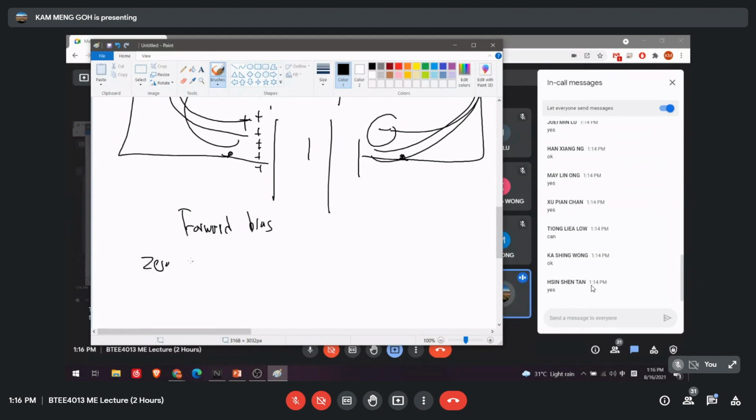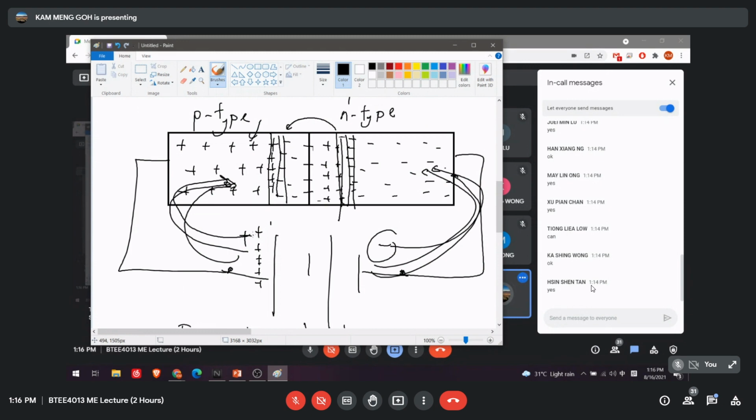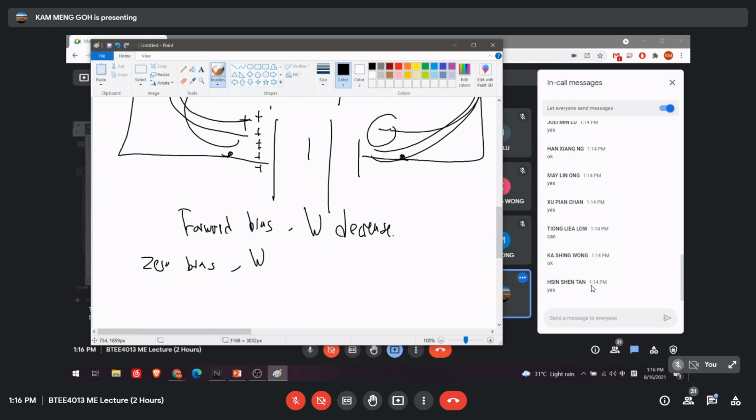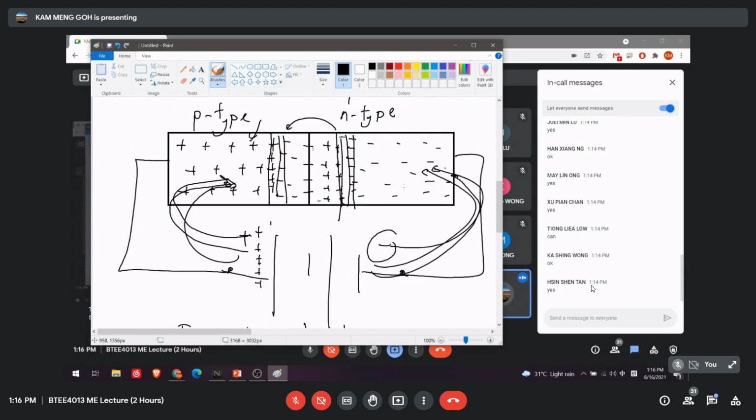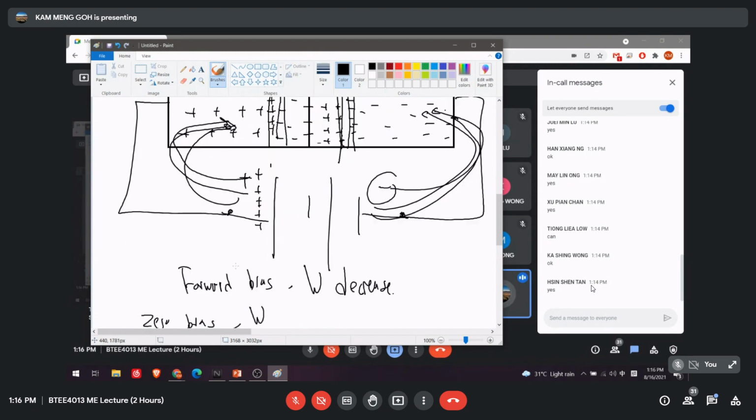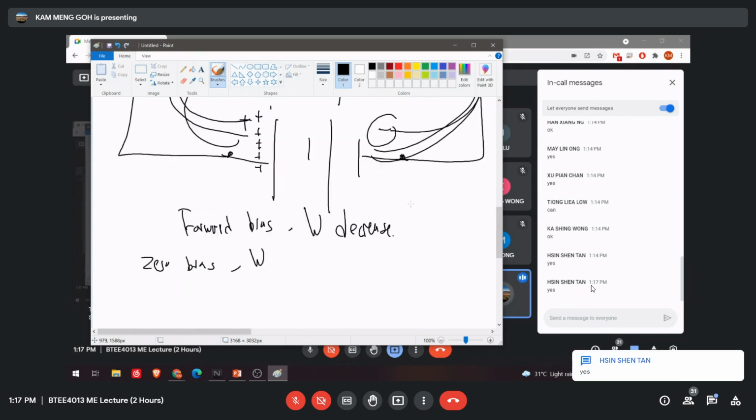So in the zero bias, W, nothing changed. But in the forward bias, the W will decrease. Okay, because it's providing the additional positive charge and negative charge to make the W smaller. So you can see that the W will be decreased. At this part, can you understand the forward bias? Forward bias means that positive will connect to the positive, negative connect to the negative. Okay, at this point, theory part, can you understand?